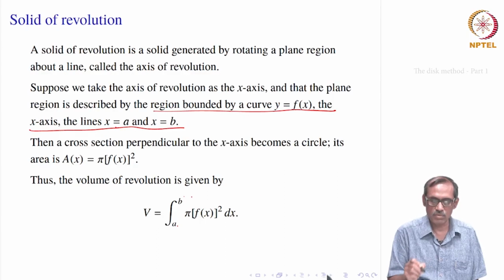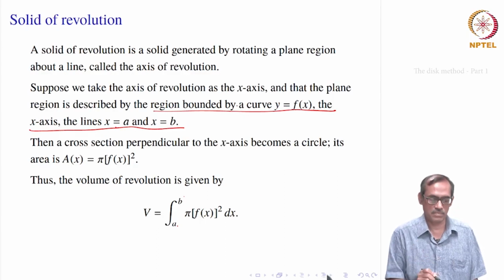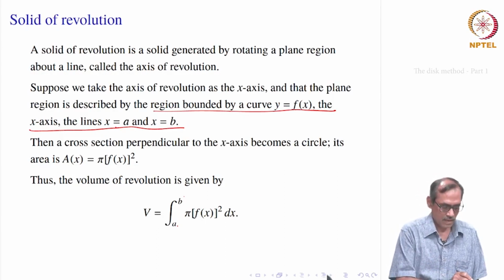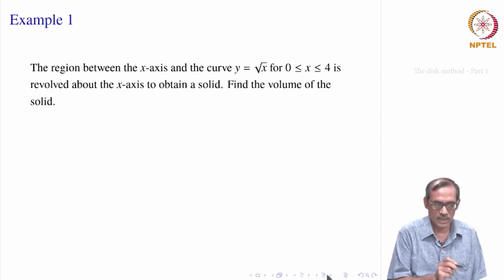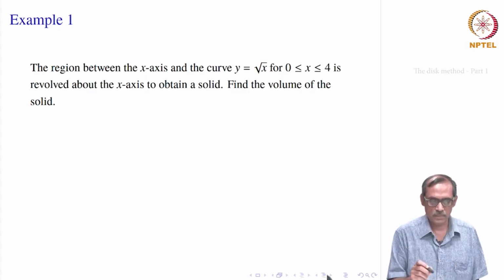So, that is how the volume will be related to this kind of solids. That is why it is called the disk method, because the slice, the cross-sectional area, becomes a circle or a disk. It is a disk because we are taking the solid. Okay. So, let us see an example before going further.